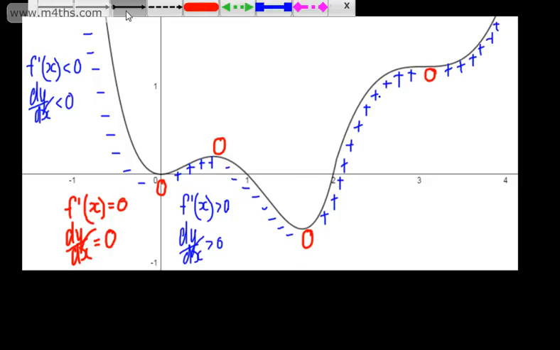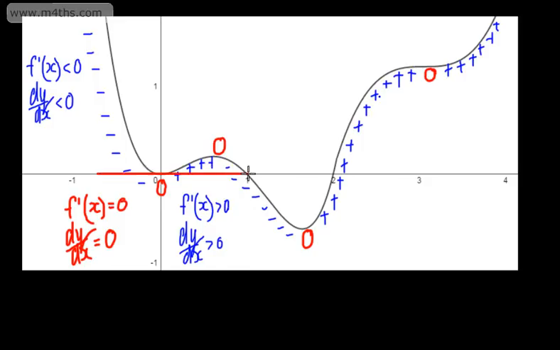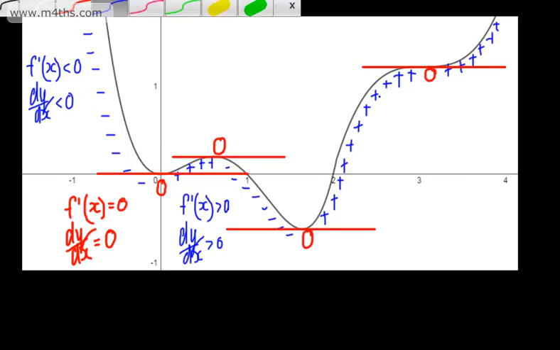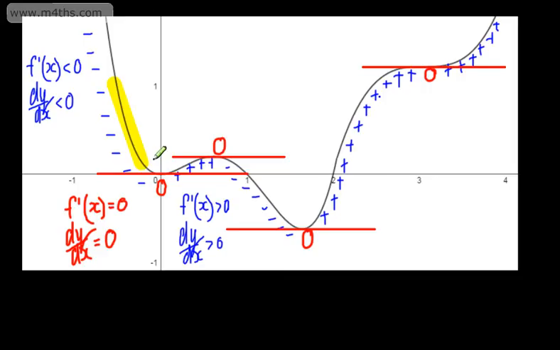So let's go ahead and look at drawing some tangents. So this one, like so, we'd have this one, and then we'd have this one, and we'd have this one. So these are all stationary points. What I'm now going to do is determine their nature, or classify them. What we can see on this particular one is that the gradient to the left is negative, and then we have a positive gradient to the right. We call this a minimum point.